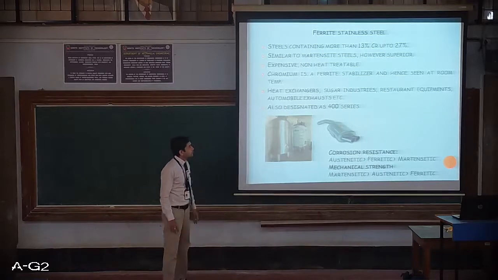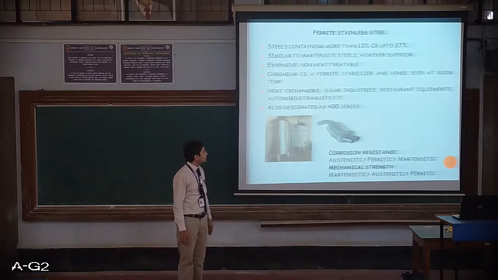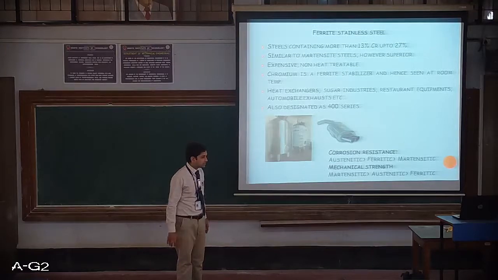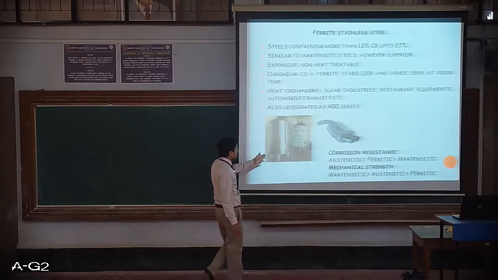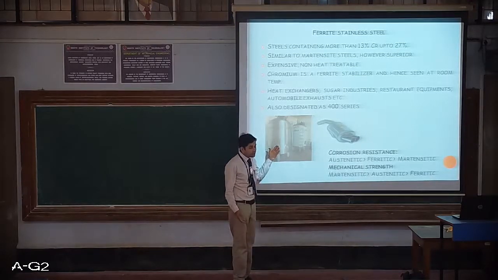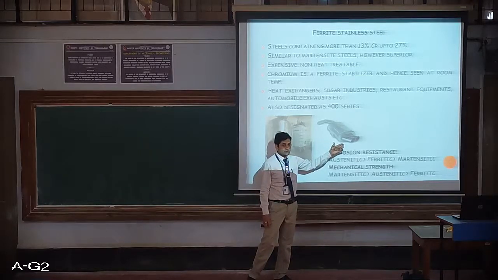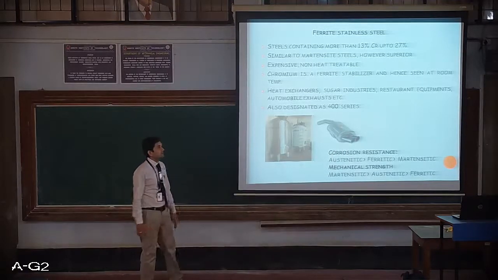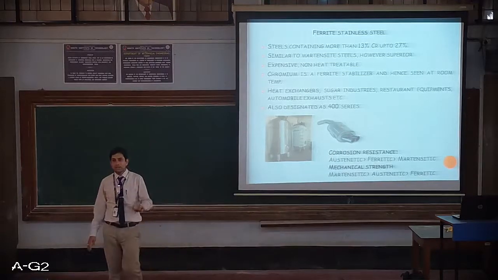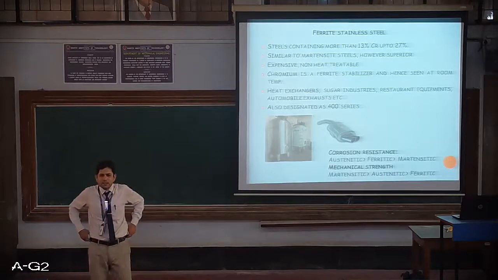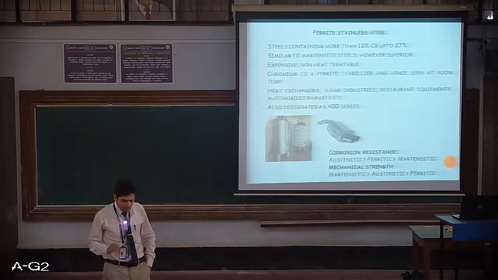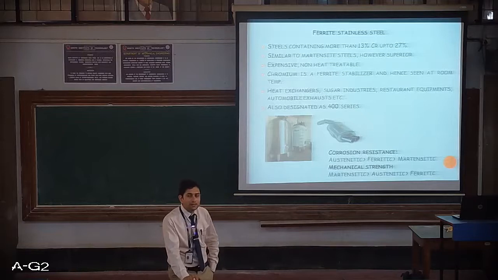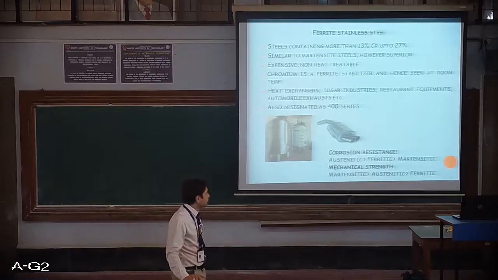Heat exchangers, sugar industries, restaurant equipment, automobile exhaust, etc. are examples. These are some of the big plants you might have come across. The exhaust tubes which you have seen in many vehicles are made of this type of stainless steel, also designated as 400 series. This is designated as 400 series and it is considered equal to the Martensitic stainless steel. The difference is that in Martensitic stainless steel you will have martensite, here you have ferrite phase at room temperature.